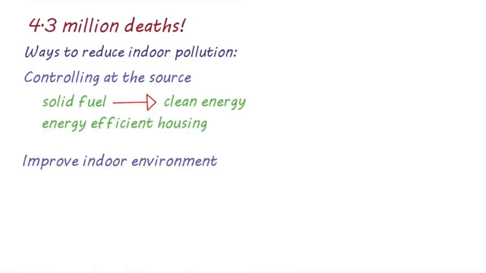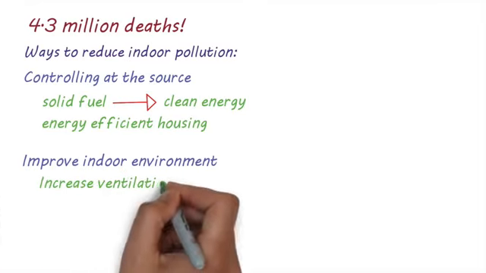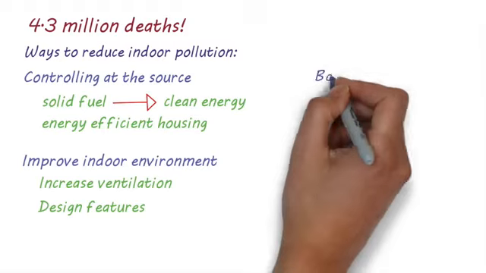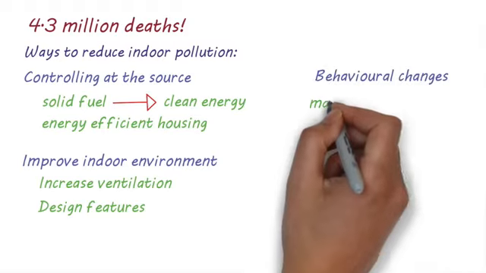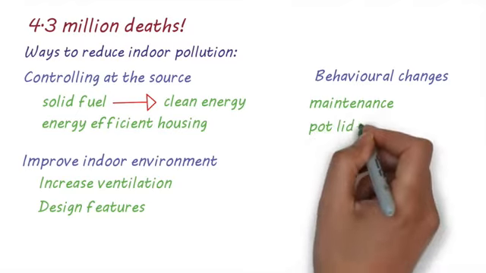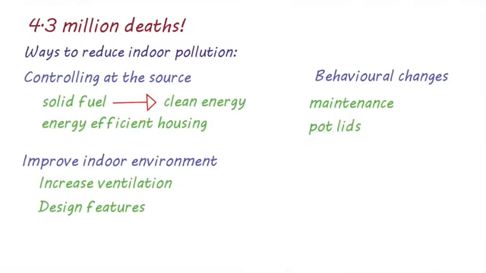This may include increasing ventilation through windows or chimneys, or other design features like having the kitchen separate from the house. Behavioral changes like properly maintaining stoves and chimneys can reduce the accumulation of pollutants. Exposure to indoor pollution can also be reduced with actions such as using pot lids to conserve heat and minimize cooking time.